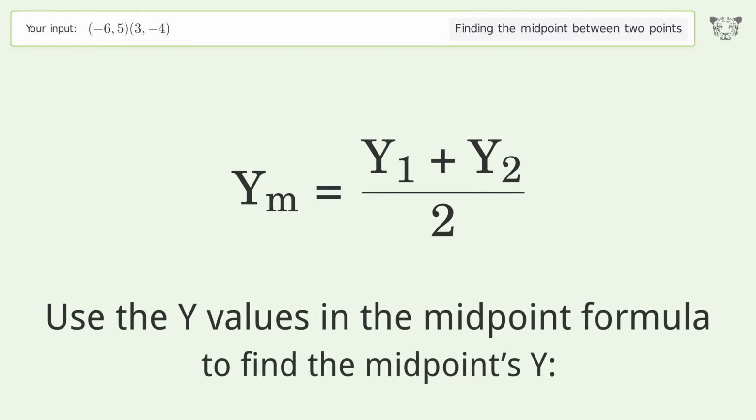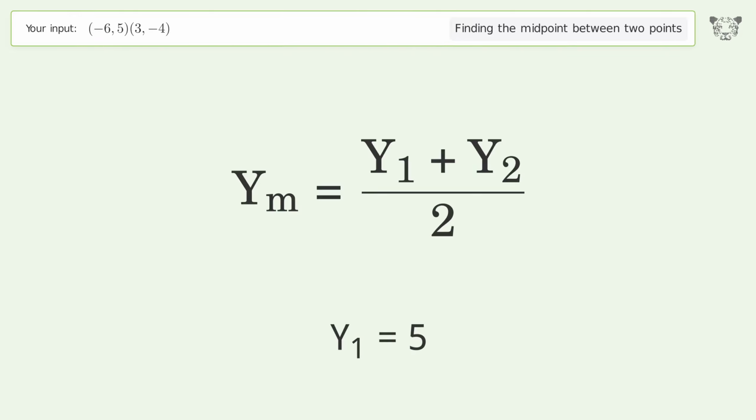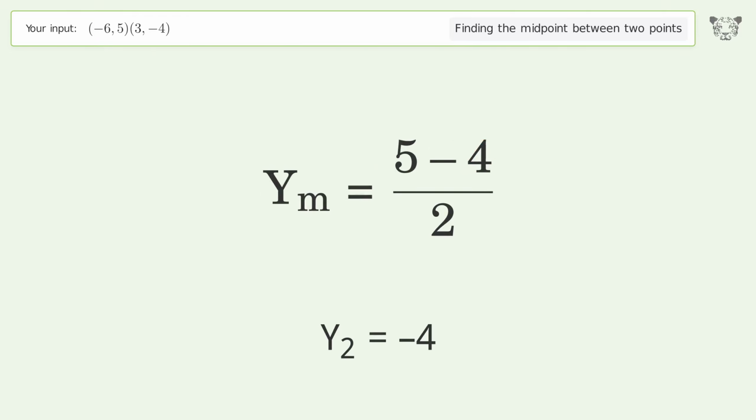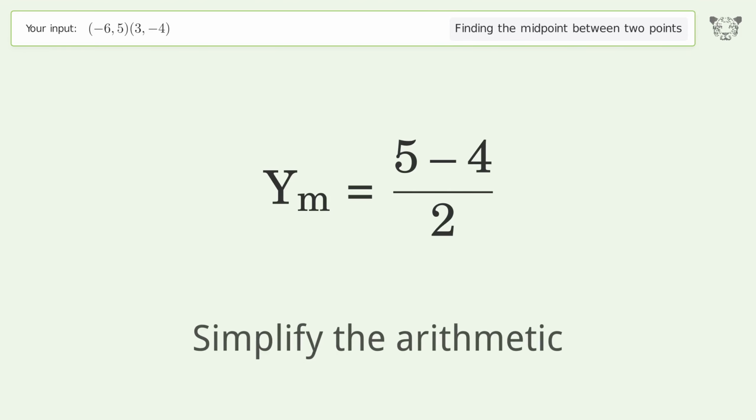Use the y values in the midpoint formula to find the midpoint's y. y1 equals 5. y2 equals negative 4. Simplify the arithmetic.